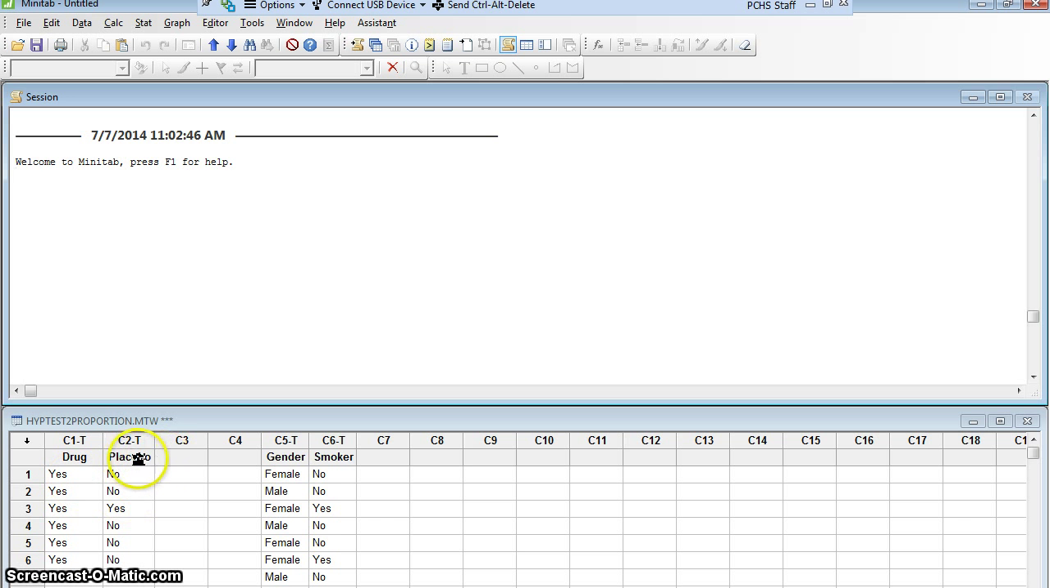The other group has gotten a placebo. Same thing. Yes means there was a reduction. No means there was no reduction. And the question is, does the drug actually improve their results? In other words, is a higher proportion of people who got the drug affected by it than those who got the placebo?